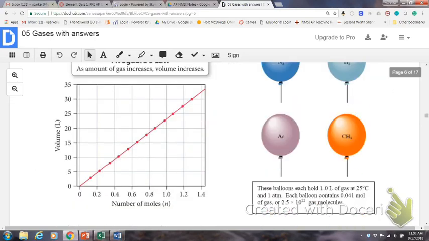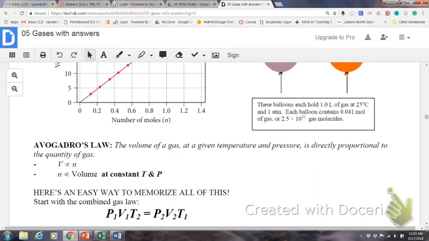Avogadro's law is the same concept, except now we're doing volume and number of moles. I do want to write that in. They gave you the proportionality, but they did not give you what the law is. That's Avogadro's law. So number of moles and volume are directly proportional, which makes sense. If I increase my number of moles, I should increase my volume. I'm adding more stuff, right?